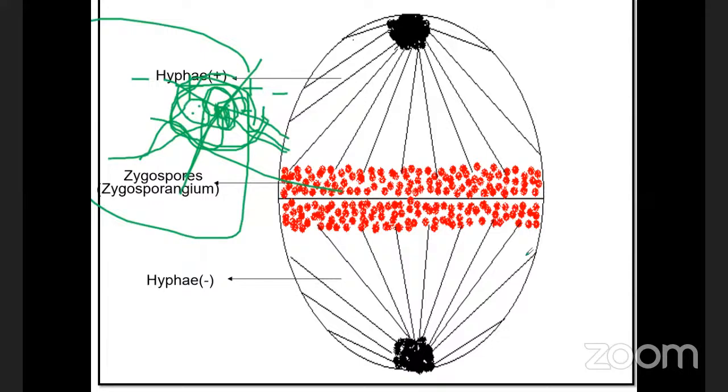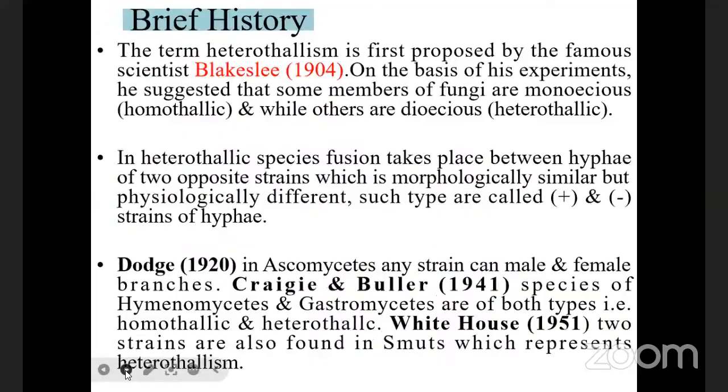Here you can see all that. That is called heterothallism. A. Blakeslee first studied this heterothallism.